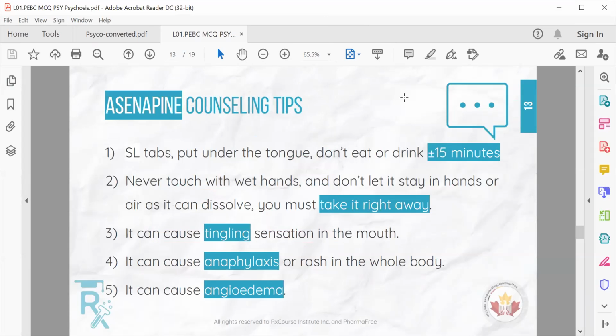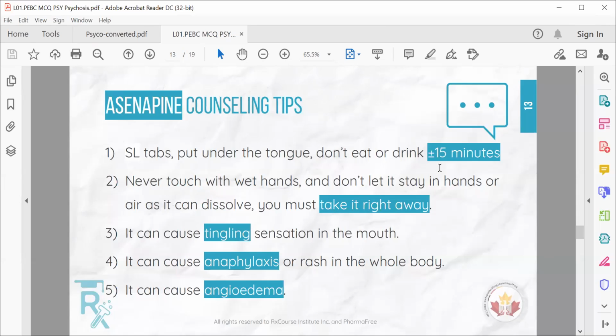Now asenapine. To be honest with you, asenapine is not the kind of medication you will dispense in the pharmacy every day. It's more common to give olanzapine, aripiprazole, risperidone, but not asenapine. What distinguishes asenapine? It's a sublingual tablet, and this tablet should be taken in a specific way. You put it under your tongue and don't eat or drink for 15 minutes before taking the medication and 15 minutes after taking the medication.